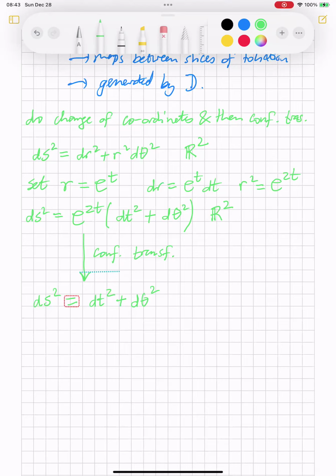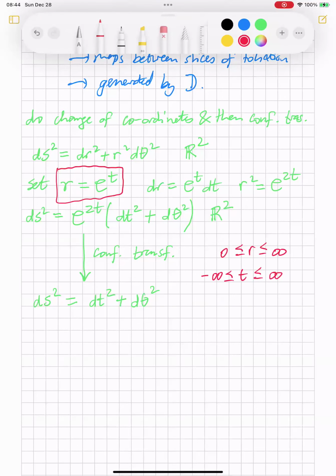Now, look at this equation over here. R is equal to e to the t. So we know that R goes between 0 and infinity. When R is 0, t will be minus infinity. And when R is infinity, t is infinity. So we know that t runs from minus infinity to plus infinity.